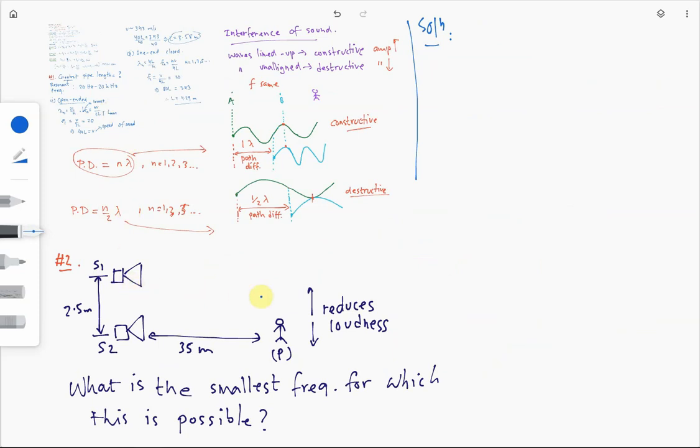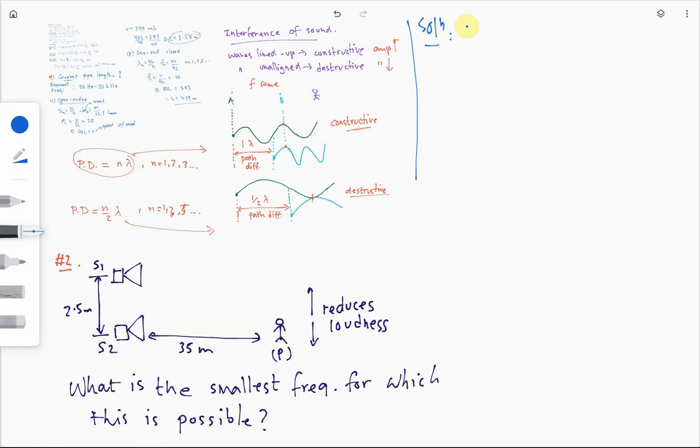Here we have, say, you're standing at a concert hall in front of two speakers located 2.5 meters away from each other. Let's call the speakers S1 and S2. And you're standing 35 meters directly away from the second speaker S2. Now, you notice that if you move up or if you move down, then the loudness of the sound reaching your ear actually decreases. So it gets quieter if you move upward or downward.